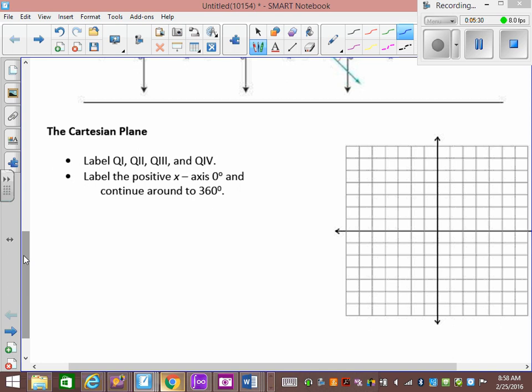Now, it starts on the top right. So we have 1 here. And then people always want to go clockwise, I think, because you're used to clocks. But it actually starts on the top right and goes counterclockwise. So this is 1. This is 2. This is 3. This is 4.